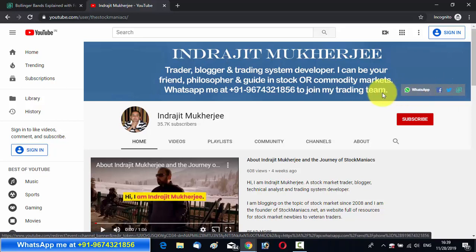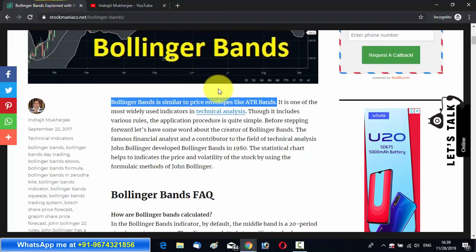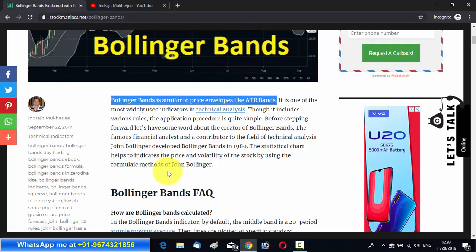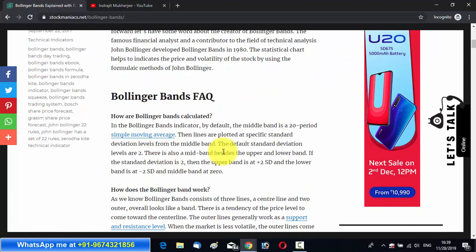So friends, let us continue to the webinar. As we said, Bollinger Bands is a band surrounding the price. So how is the Bollinger Band calculated? Actually, Bollinger Bands have 3 components: an upper band, a middle band and a lower band. The middle band is simply a 20 period moving average. So it is very simple.